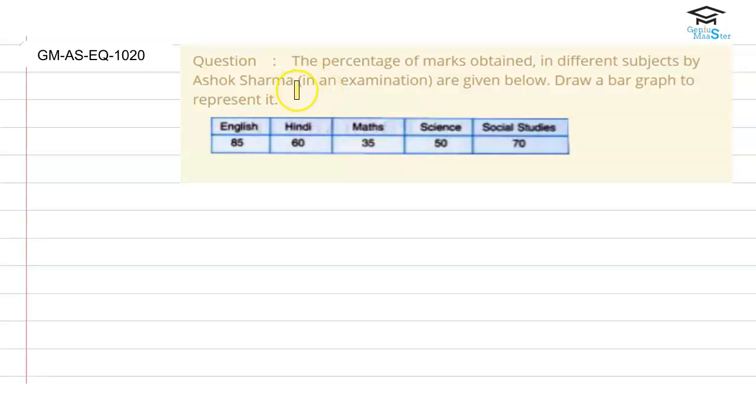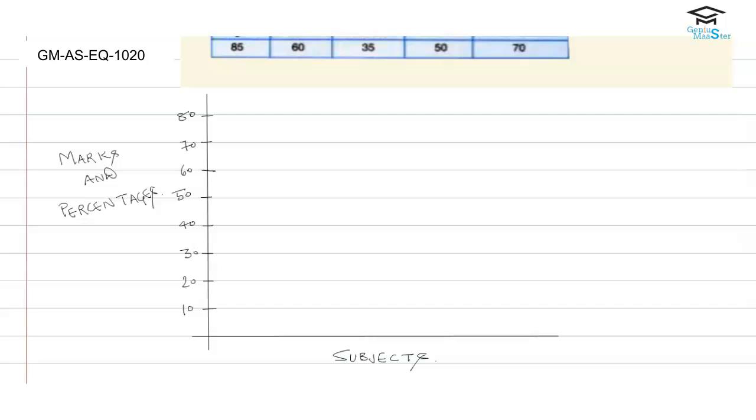Hello friends, today's question is: the percentage of marks obtained in different subjects by Ashok Kumar in an examination are given below. Draw a bar diagram to represent it. So we need to draw a bar diagram of it. So let's start the solution. Now this is our graph and first is English.